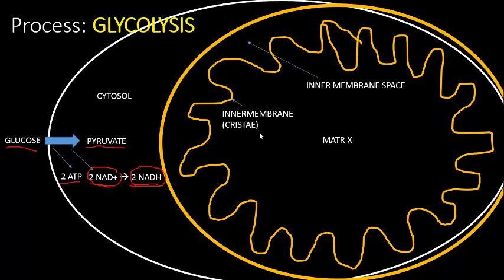In this diagram, we see what the mitochondria looks like. Here's the outer membrane of the mitochondria. Here's the inner membrane of the mitochondria. In between the two, we have the intermembrane space. And in the center of the mitochondria, we have the matrix. So we have two scenarios we're going to play out. What can happen if oxygen is not present, and what can happen if oxygen is present.